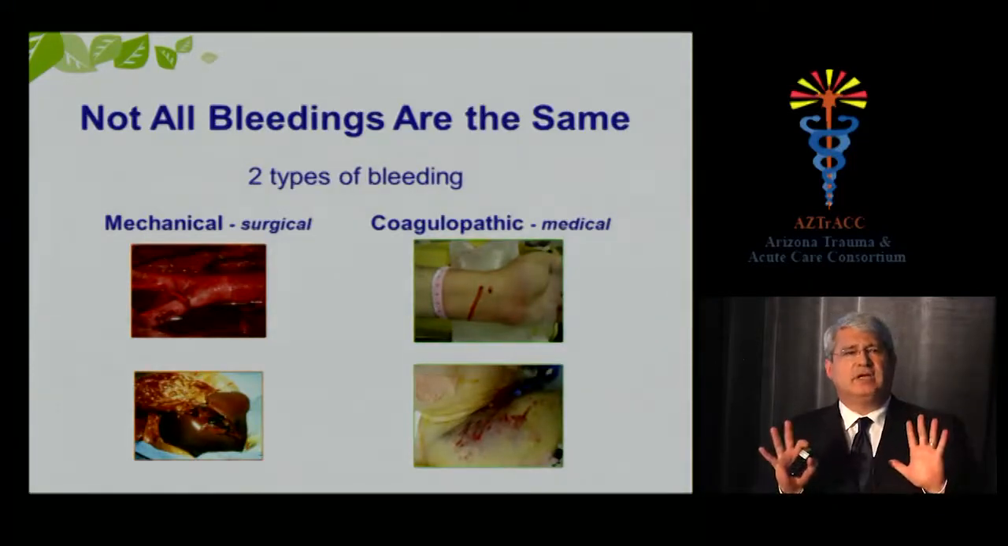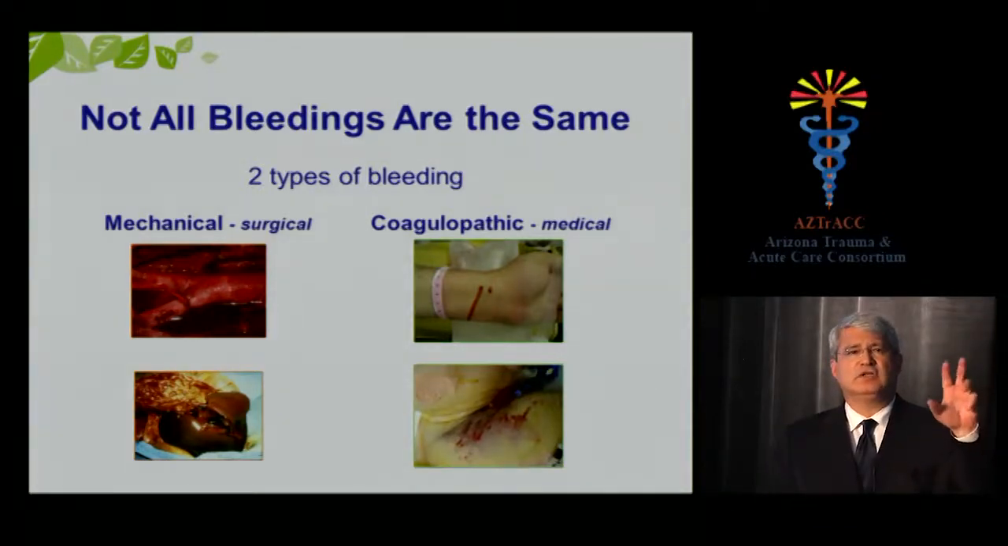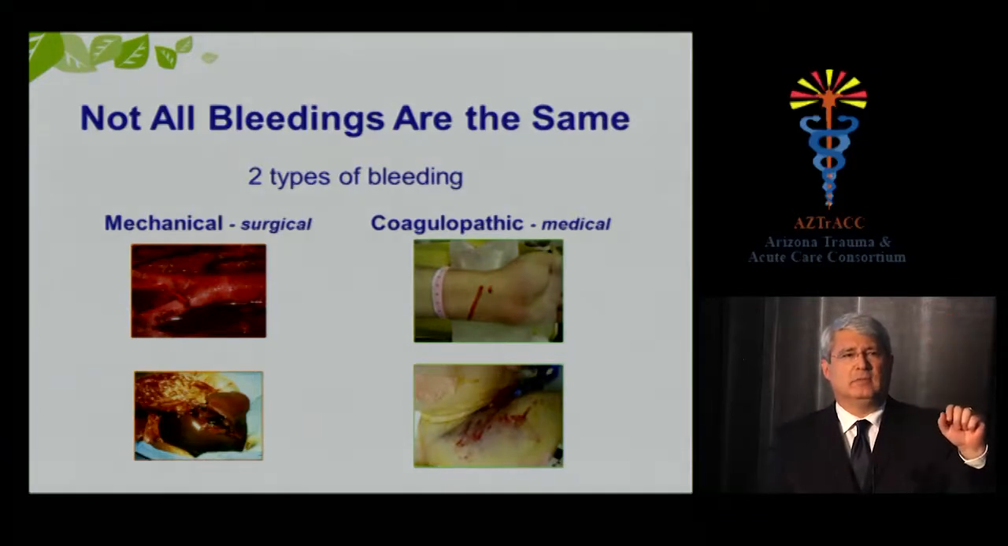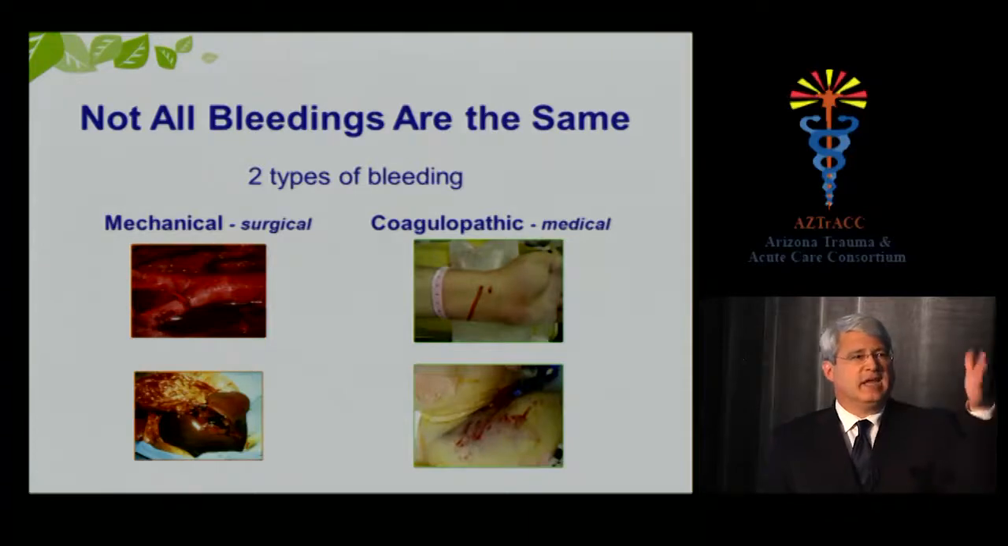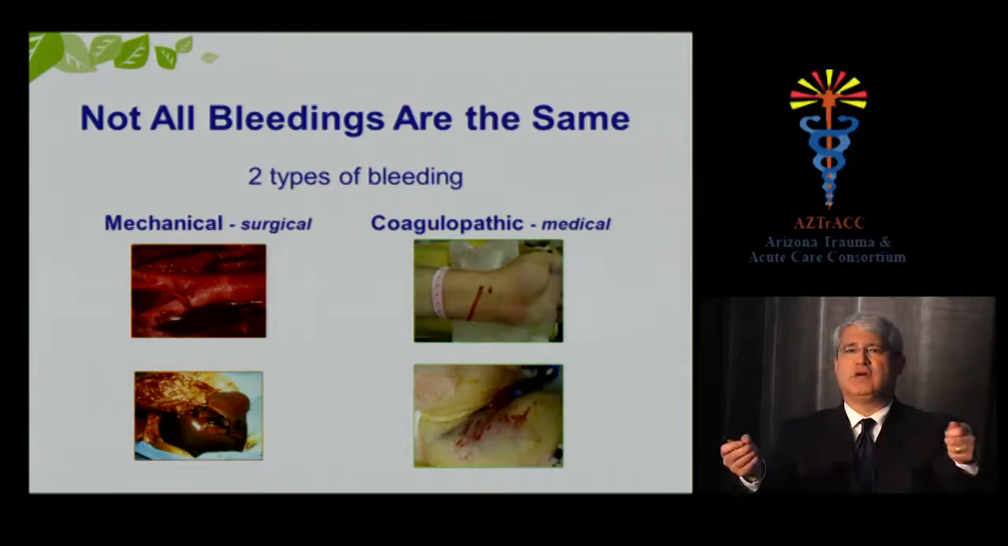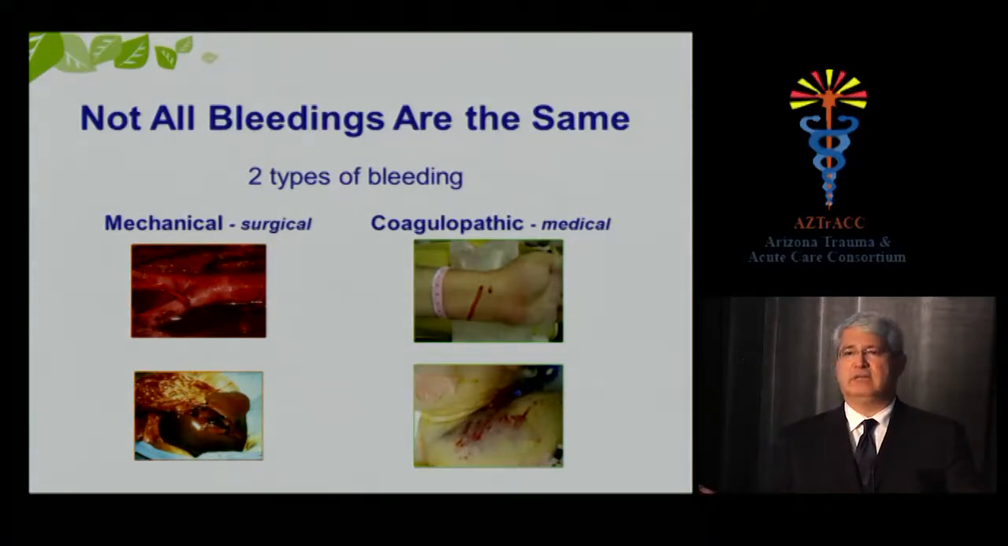So there are a few basic concepts. Most of them I told you already in my previous lecture. The first one is that there are two types of bleeding: the mechanical bleed and the coagulopathic bleed. The mechanical bleed is very easy. You have a torn vessel, you have a torn organ, there's blood pouring out. If I make a hole in the aorta, it's a mechanical bleed. Blood pours out through that hole. Coagulopathic bleeding is the bleeding that's caused by the body's inability to form an appropriately strong clot.